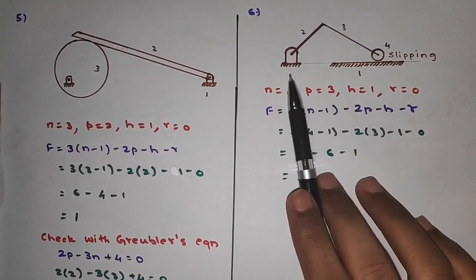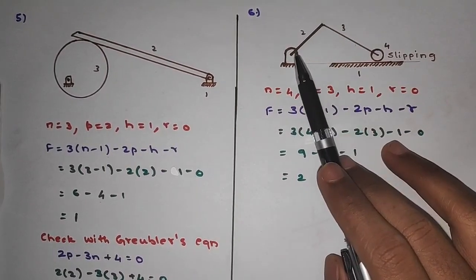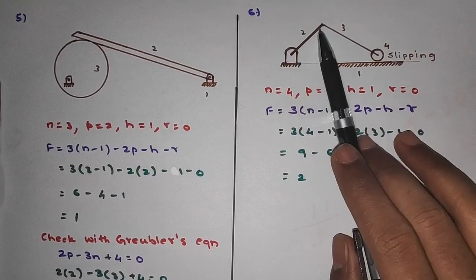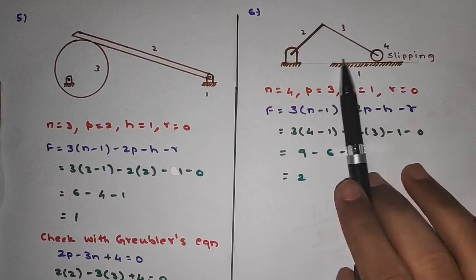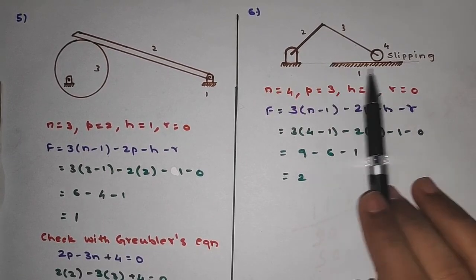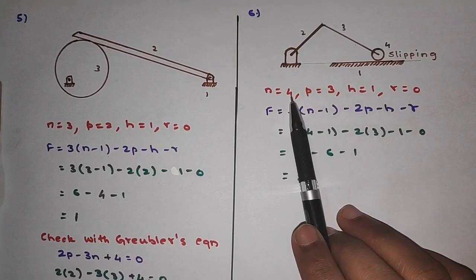You have a surface and this is the pivot. Both are fixed, so we consider them as one single link. There is a second link from this pivot, a third link, and a circular disc which is the fourth link, and it is slipping on this particular surface. So if you see, the number of links is 4, so we have taken n equal to 4.